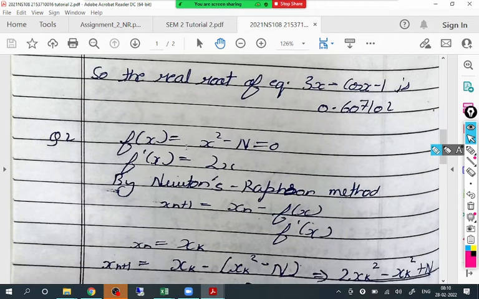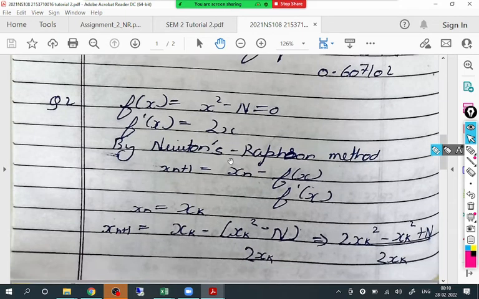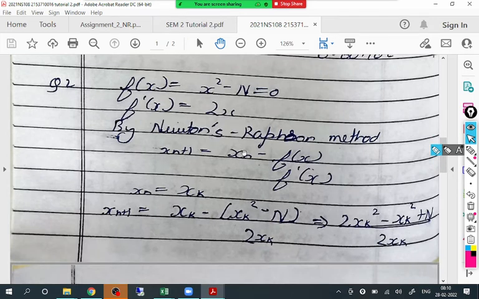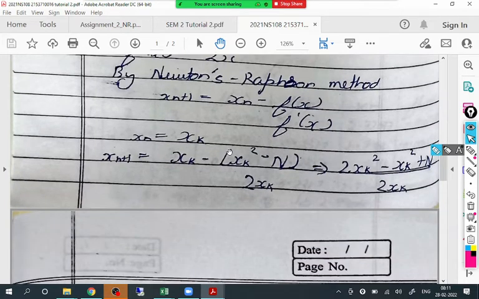Yeah, f(x). So first x is the root of N, so x square minus N is 0. So that should be f(x), correct? f dash x is 2x. So x(n+1) is x(n) minus f of x(n) upon f dash of x(n). Here it should be written f of x(n) upon f dash of x(n). So it is assumed x(n) equal to x(k). So you should write x(k+1) then. If everything is shifted from n to k, x(k+1) is equal to x(k) minus x(k) square minus capital N upon 2x(k). So everything is fine. So this is the iteration formula.